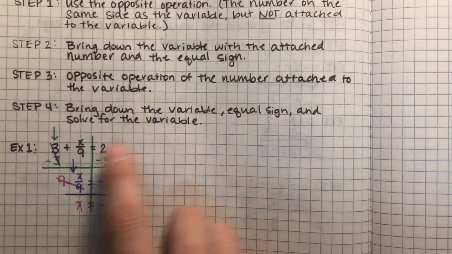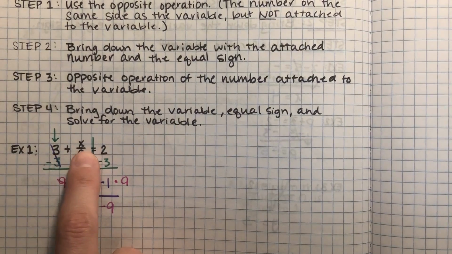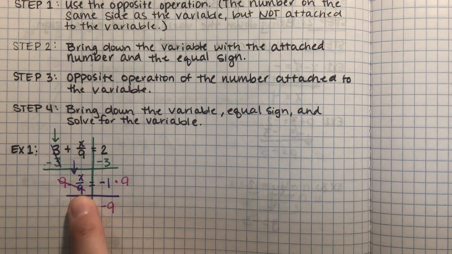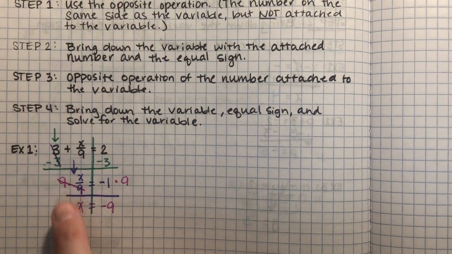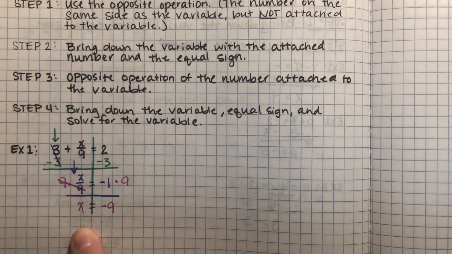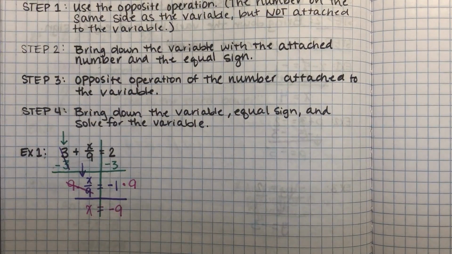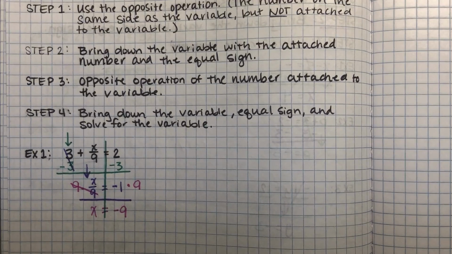So quick recap. We first dealt with the number that's on the same side as the variable, but is not attached to the variable. That turned it into a one-step equation. We did the opposite operations, and we solved for our variable. Okay, let's look at a second example.